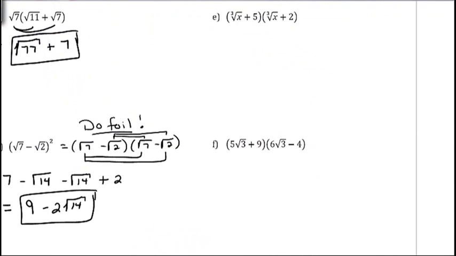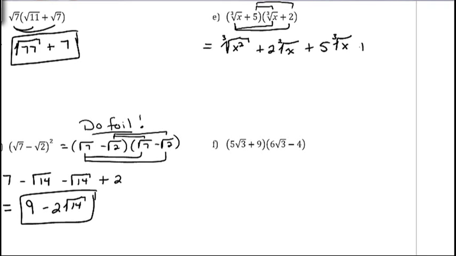In our next example, we have the cube root of x plus 5 times the cube root of x plus 2. So again, we need to do FOIL. We're going to take the cube root of x times the cube root of x, which is the cube root of x squared. And then the cube root of x times 2, so that's plus 2 cube root of x. And then 5 times the cube root of x, so plus 5 cube root of x. And then we have 5 times 2, which is 10.